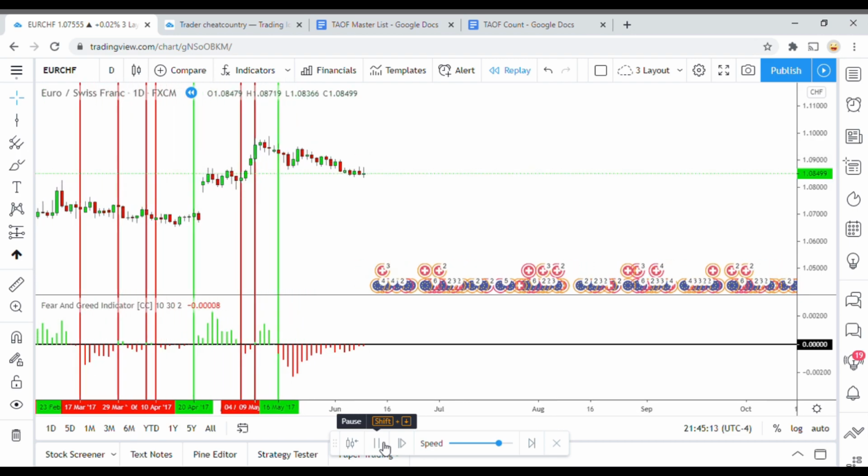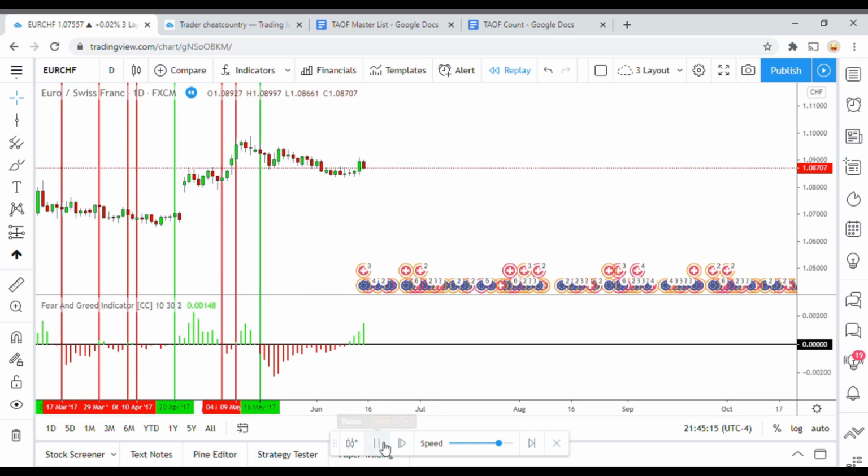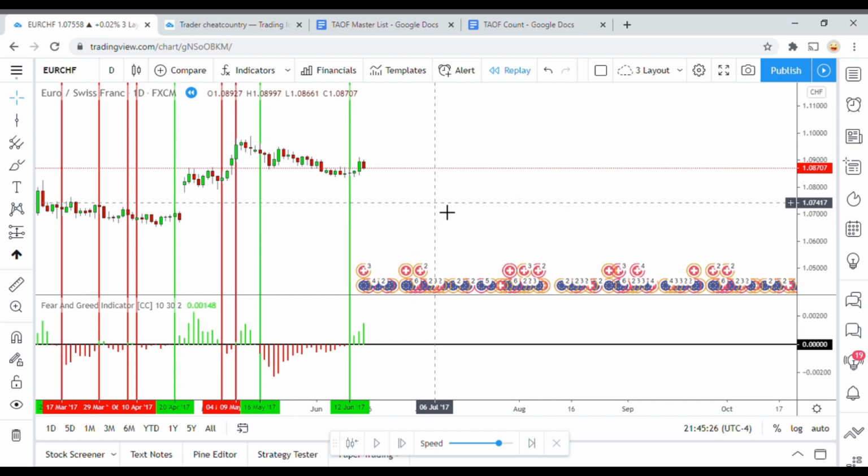Still short. Plugging along here. See if it throws a long. There it does right there. That one looks like it might have gotten us. Yep. Very close, but it did.